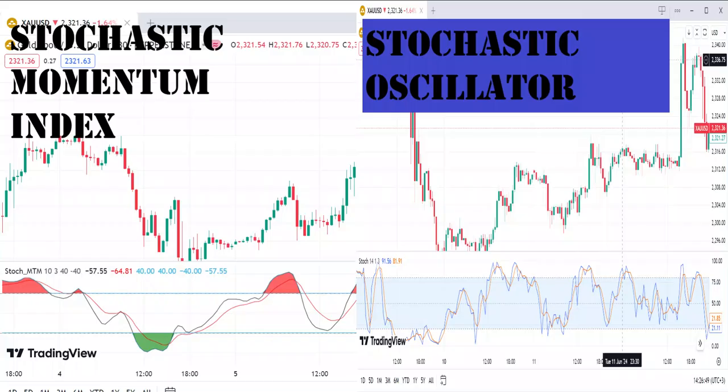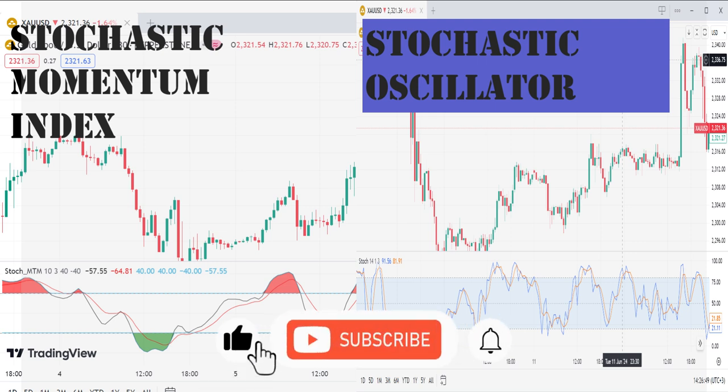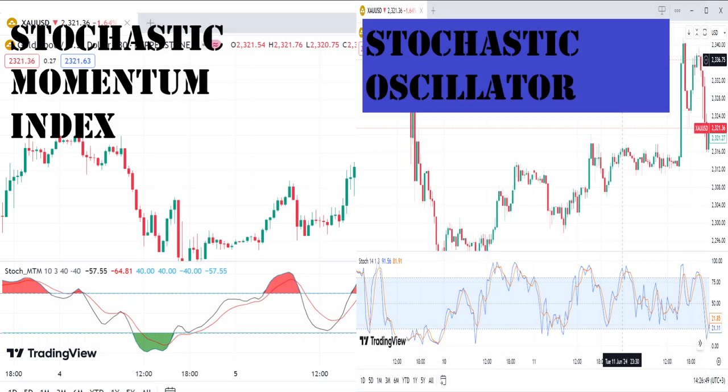Now, let's get back to the Stochastic Momentum Index. The Stochastic Momentum Index, or SMI, is an advanced version of the stochastic oscillator, a tool used to measure momentum in the market. In simple terms, it helps us figure out if a currency pair, stock, or other asset is overbought or oversold, giving us clues about potential trend reversals.